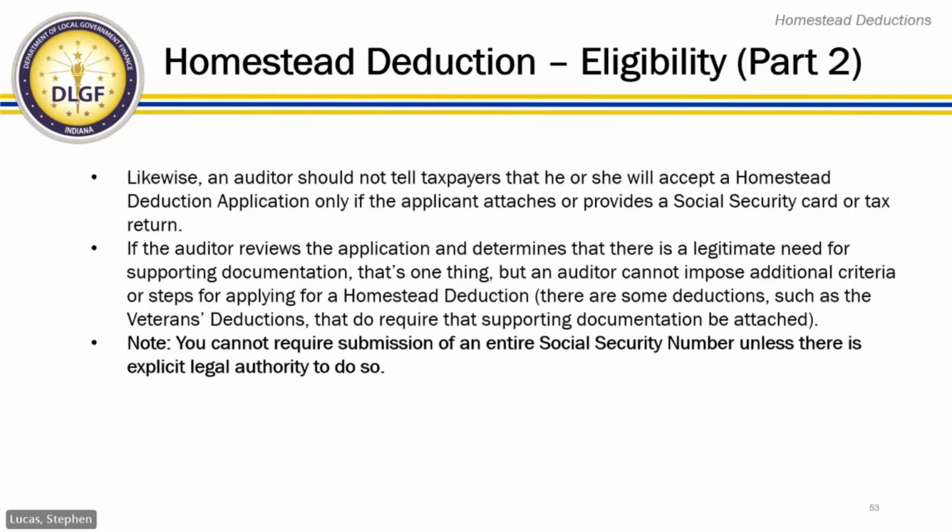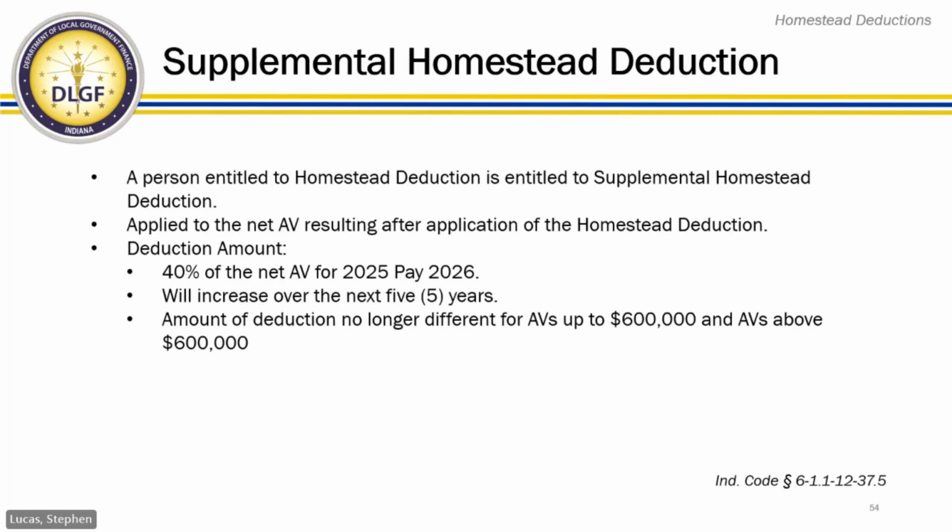We will now move, as I previewed earlier, to talking about the supplemental deduction. This is automatically given to any taxpayer who receives the homestead deduction. It is applied against the net AV resulting after application of the homestead. In other words, say you have a property with a gross assessed value of a given amount, and for pay 26, the homestead deduction is applied on it, so the assessed value minus 48,000. The result of that is the amount against which the supplemental deduction is applied.